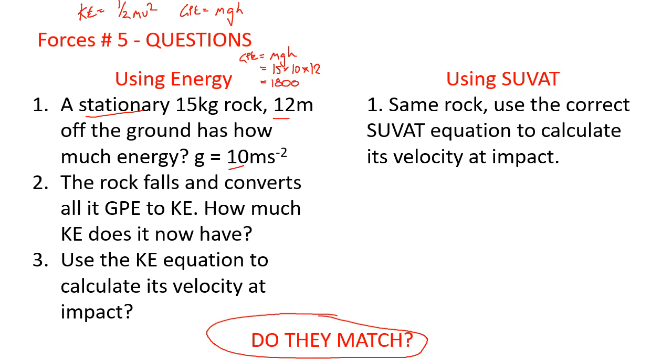1,800, and it's an energy. So all energy is in joules. Capital J for joules. Right. So the rock falls and converts. We're on to question 2 here.